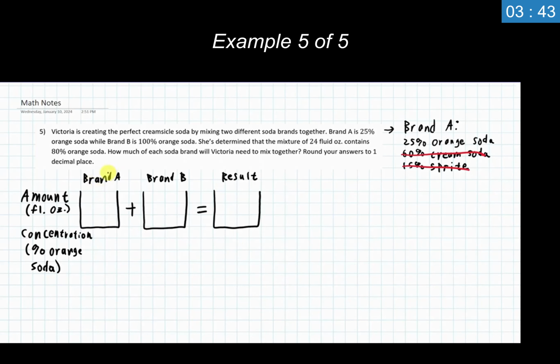So, for brand A, what percent of brand A is orange soda? Well, that's just this 25%. The other amounts, the 60 or the 15, we don't care about, because they aren't percentages. So brand A is 25% orange soda. Brand B is 100% orange soda. That's fantastic. And the ending mixture looks like it's 80% orange soda. Okay, fantastic. Now I need to fill in the amounts inside here as well.